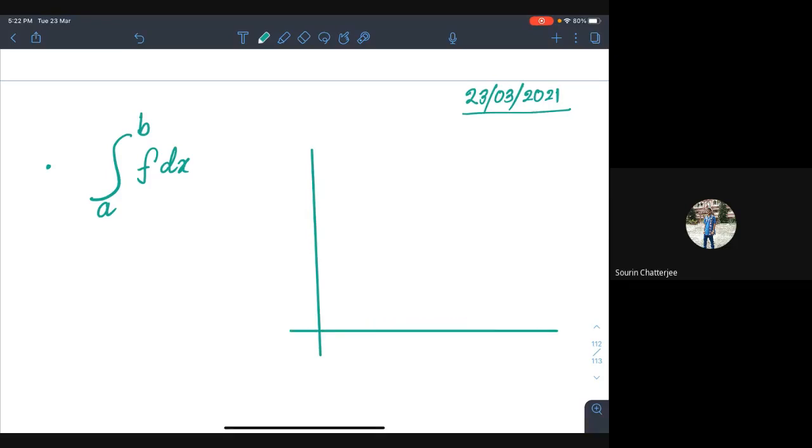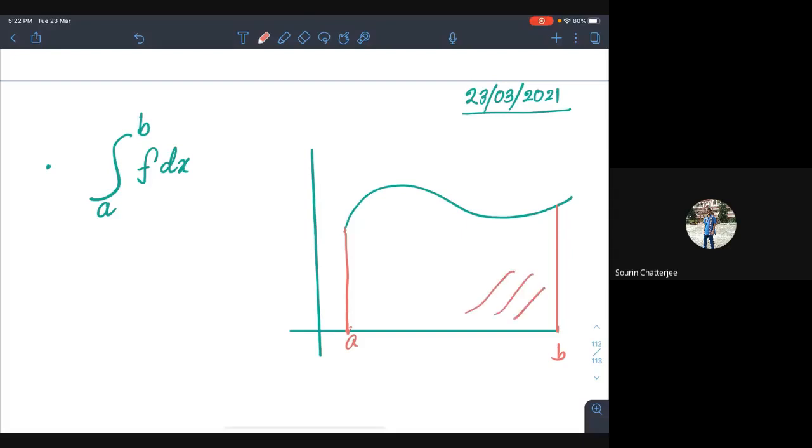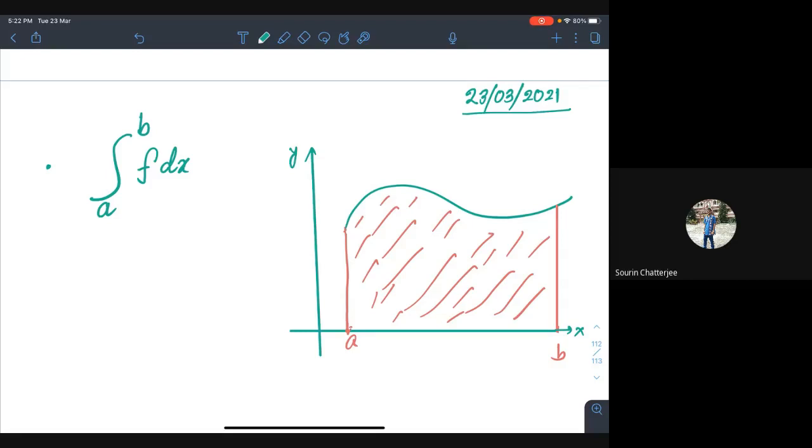So if f has some curve, something like this, then suppose this is A and let's say this is B. So this will be the value of this integration, the area of this region. All right. Well, in this case, of course, it is true, but well, see here.